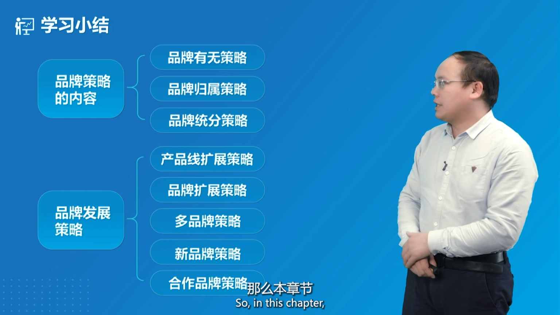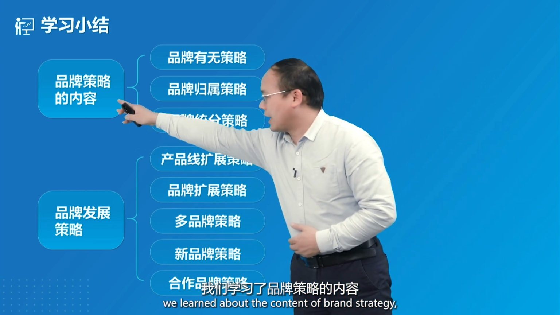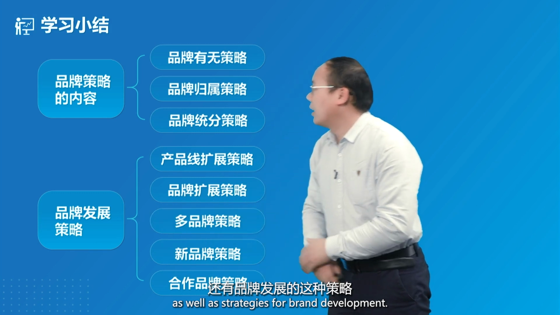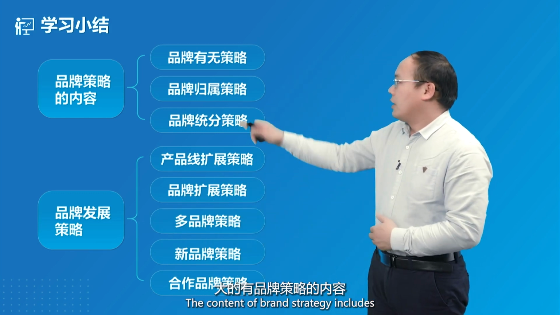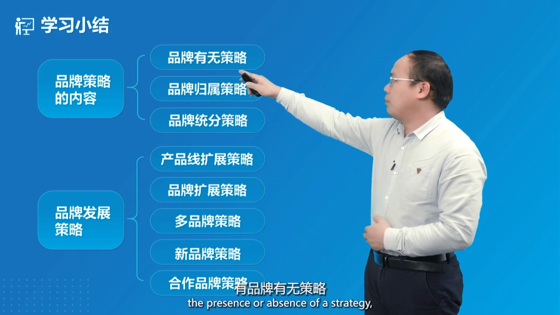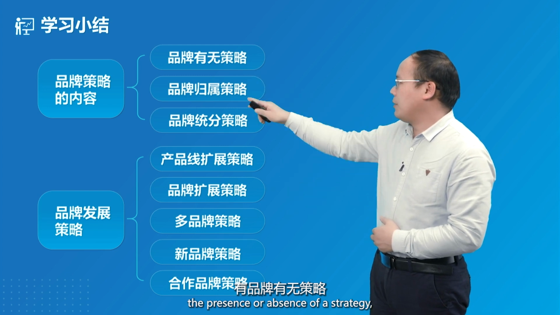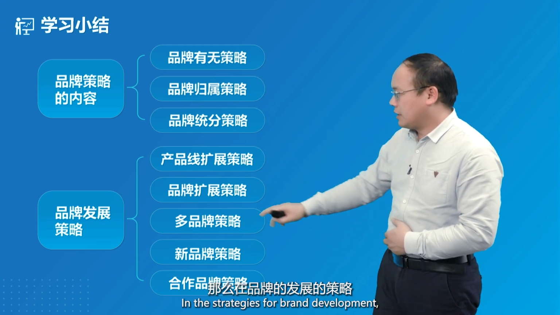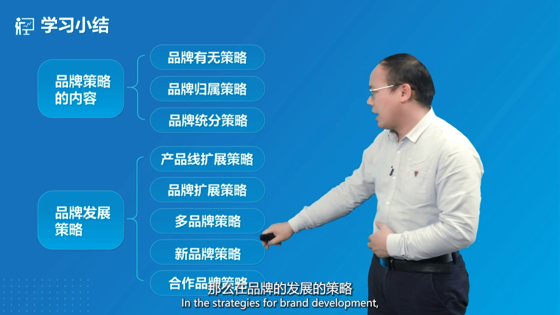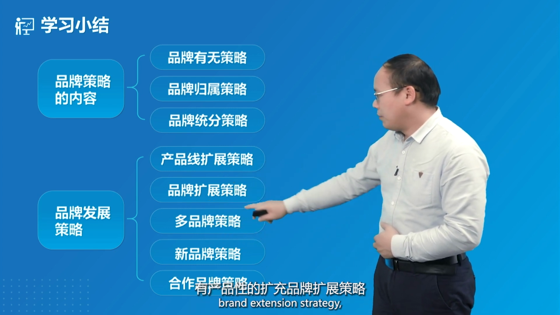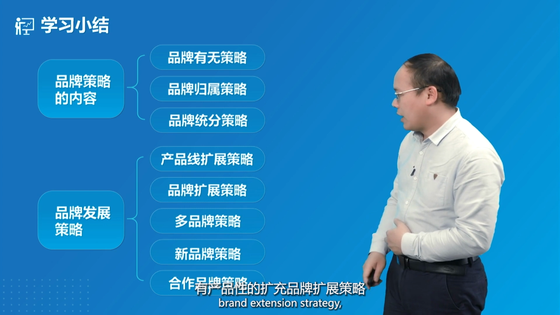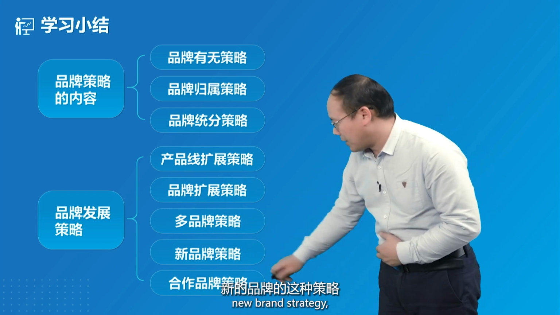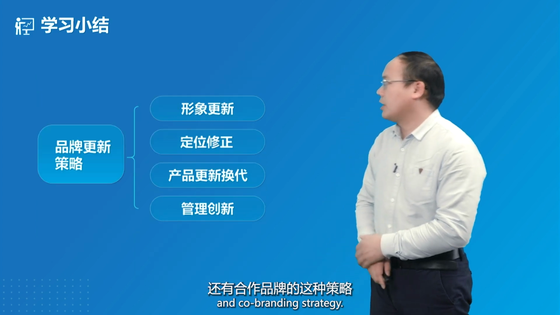So, in this chapter, we learned about the content of brand strategy, as well as strategies for brand development. The content of brand strategy includes the presence or absence of a strategy, brand ownership strategy, brand consolidation and division strategy. In the strategies for brand development, there's product line expansion, brand extension strategy, multi-brand strategy, new brand strategy, and co-branding strategy.